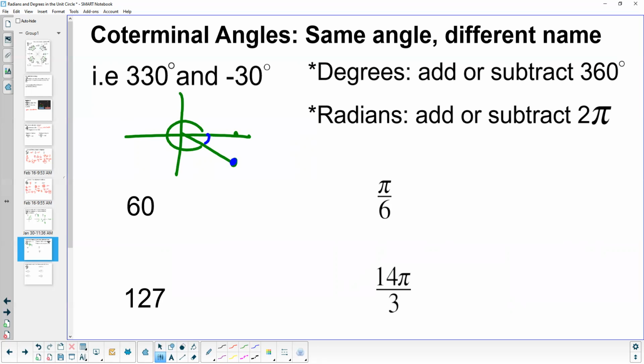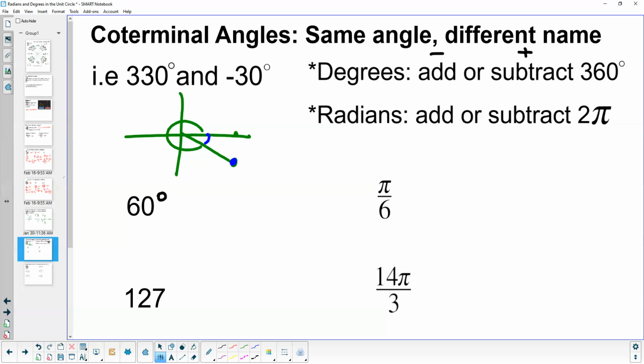So what we're going to do here is practice finding these coterminal angles so that we know that these are actually the same as one another. And so if we don't want to do 330 degrees, we can actually do negative 30 and it's going to be the same. So what about if we had something like 60 degrees? What is the coterminal angle, or the same angle with a different name, as 60 degrees? Well, the way that we find them when we're given degrees is we either add 360 if it is a negative degree, or we subtract if it's a positive degree.